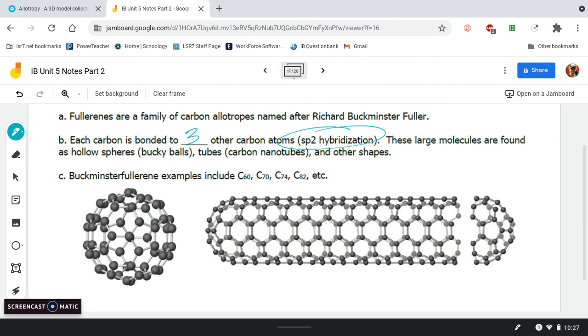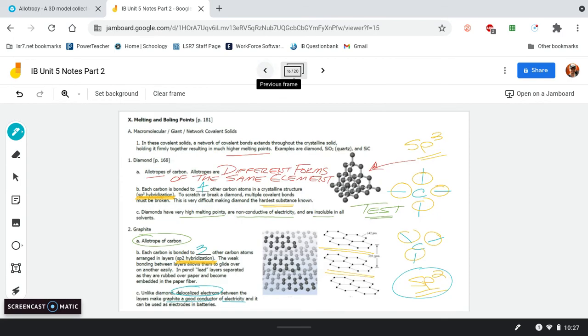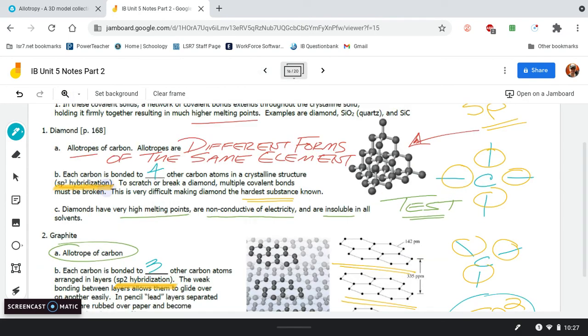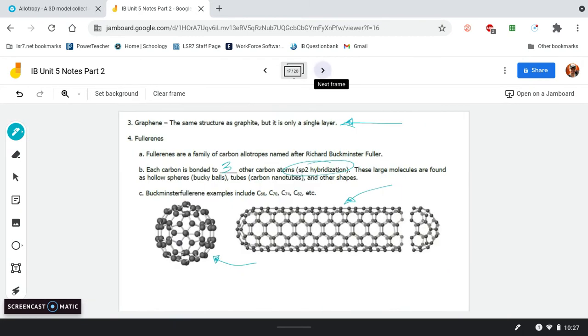And so carbon nanotubes are when you have a tube. This is a buckyball, so it kind of looks like a soccer ball, but it's just taking the graphene and turning it into shapes. So what do you need to know? The difference basically between diamond and graphite. That's what you really want to know for the test, so make sure you got that.